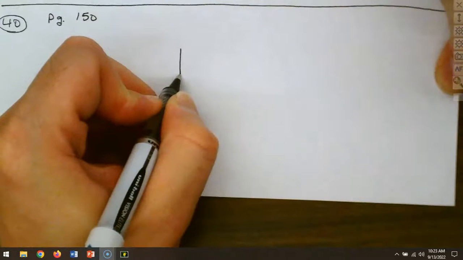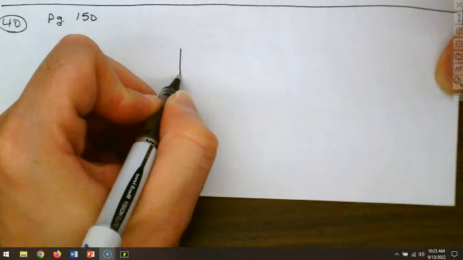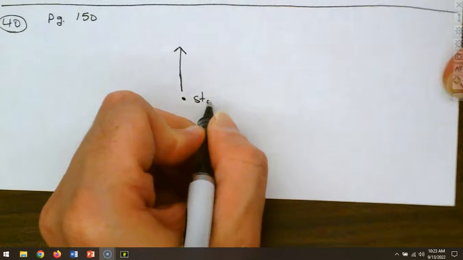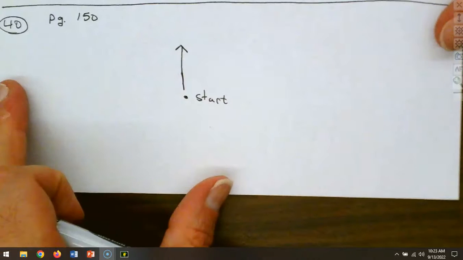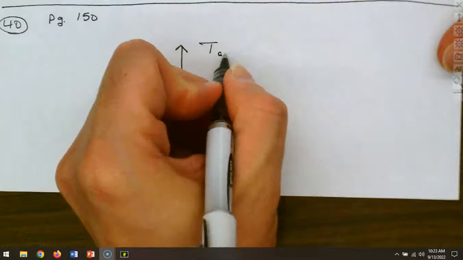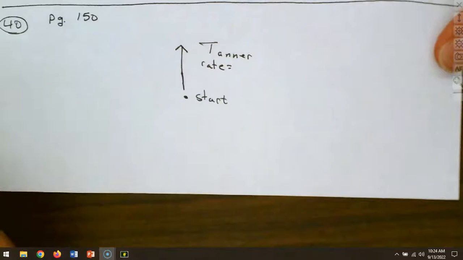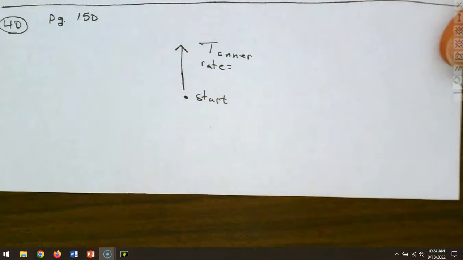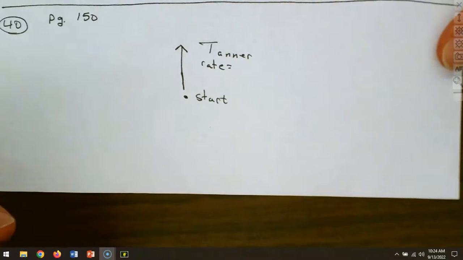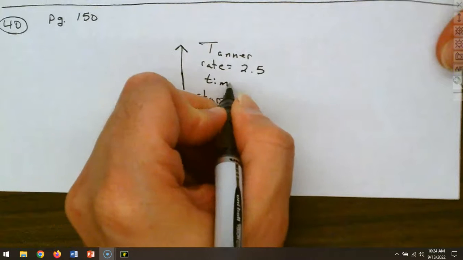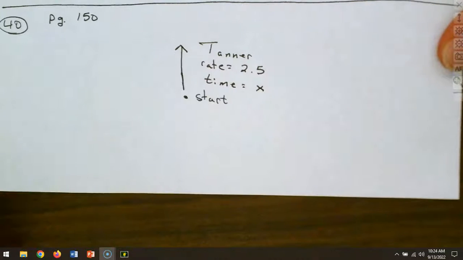And we've got Tanner walking north. So here's Tanner, and this is going to be the start. So Tanner's going to be walking north. And Tanner's rate is, where does it say it here? It says Tanner's walking north at 2.5 miles an hour. So his rate is 2.5. We don't know the time, so that's x.